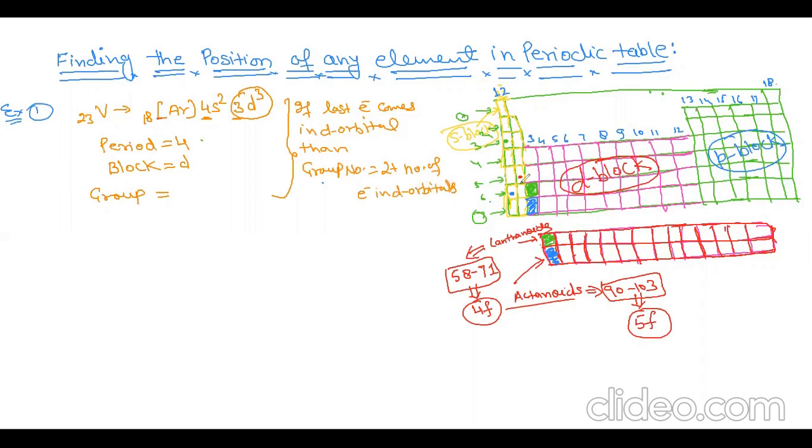This is so simple because before the d orbital, two groups are there, the first group and second group. From the group number 3, the d group started. That's why we start at 2 in finding the group number of the d block element. So group number is 2 plus the number of electrons in the d, that is 3, that is the 5th group.